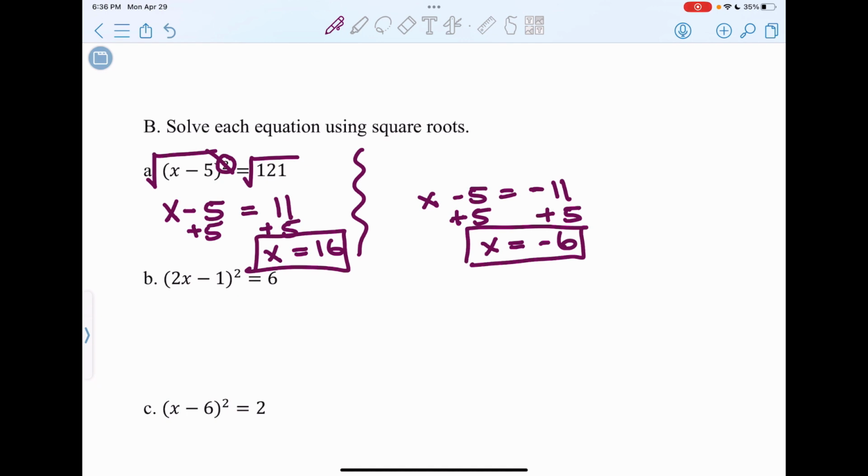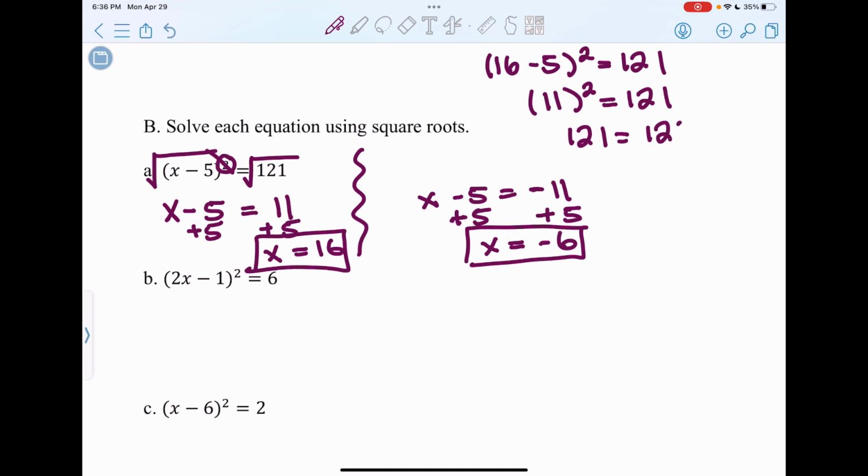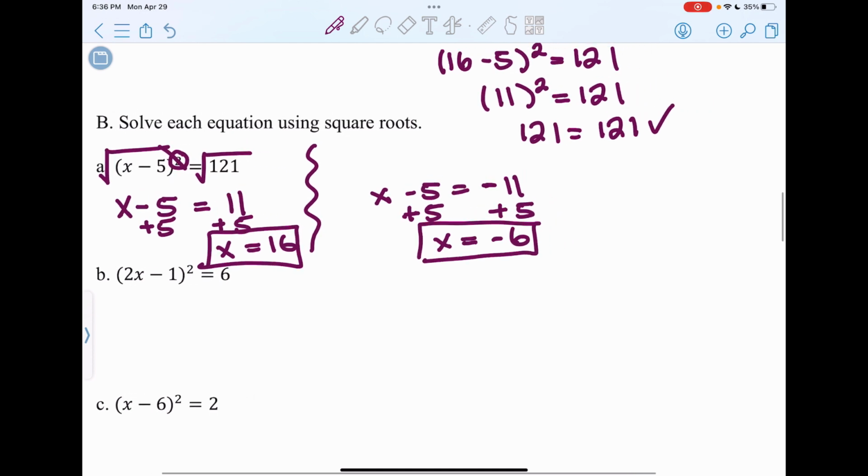And I just want to show you why we have to solve this twice. I'm first going to plug in 16. 16 minus 5 is 11. And 11 squared is 121. So 16 works. Now I'm going to plug in negative 6.